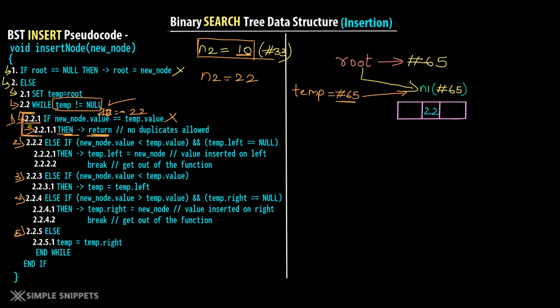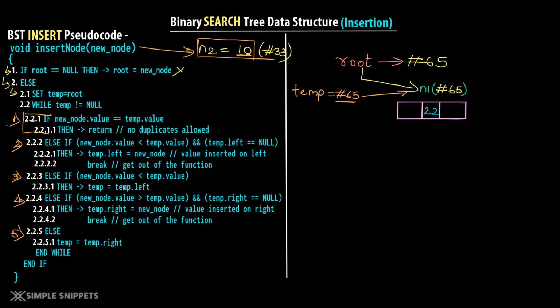So that's why we have this first condition 2.2.1. Alright. So the first point is clear. That is, the first if condition is done. n2's value is 10, so new node basically is this n2. Whenever you pass a new node, let's say it is n2. n2 is nothing but new node over here. So new node dot value is 10. Is it equal to temp dot value? Temp is pointing to n1. n1's value is 22. Is 10 equal to 22?